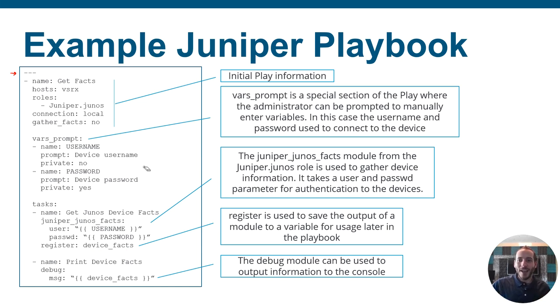That register item there is used to save the output of a module to a variable for usage later in the playbook. And as we see just below that here in our second task, our task is to print the device facts. The debug module is a really handy one for outputting information to the console. And here we are just outputting the entirety of the registered variable, which is device_facts.